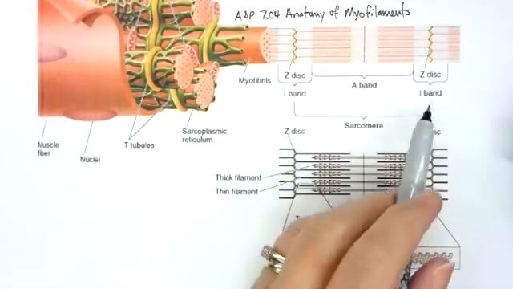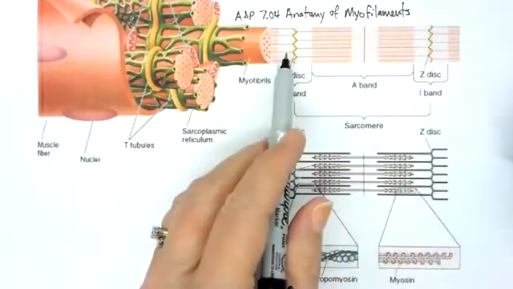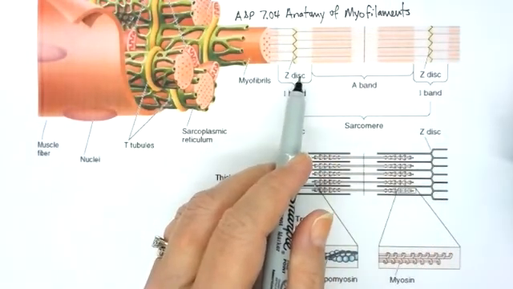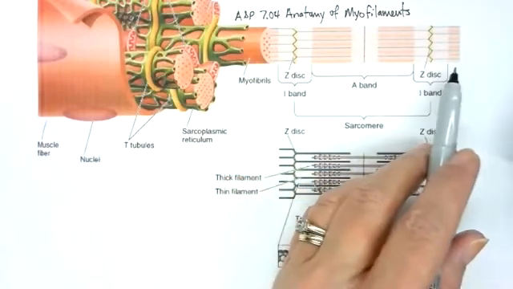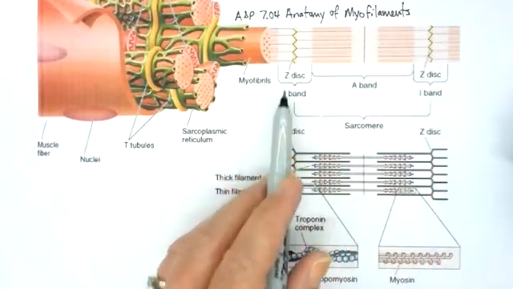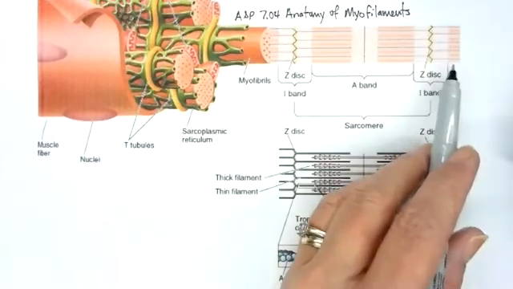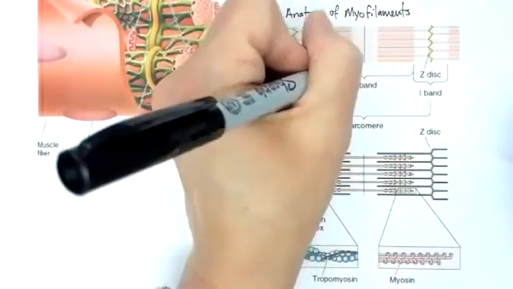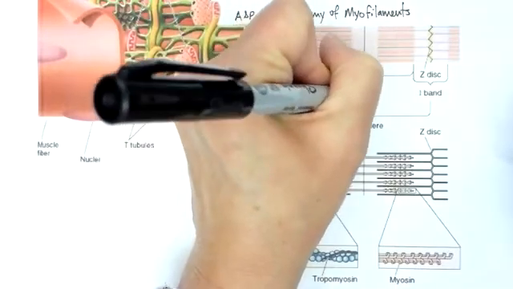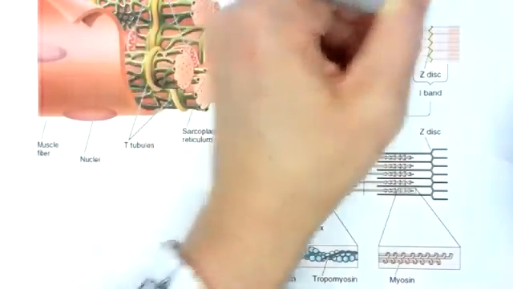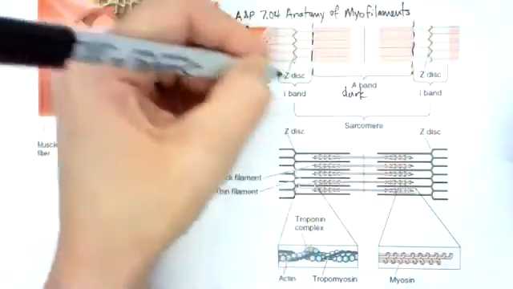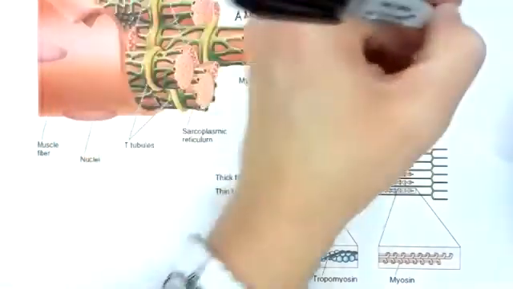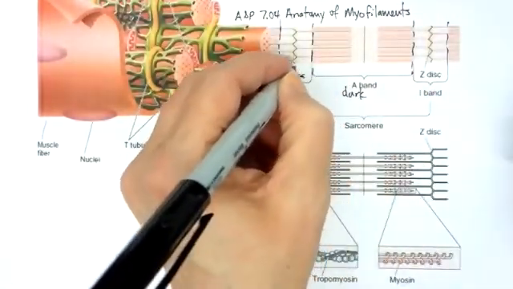Then I have a single sarcomere, and notice it goes from Z line. They say disc here. I've never seen that before, but we've got Z line to Z line is a single sarcomere, just like we said in the last video. And then I have a dark area for my A band. So this is going to be my A band. And I have I bands that are lighter. In the middle of the I bands, I have my Z lines. Let's just cross that out and put a line.